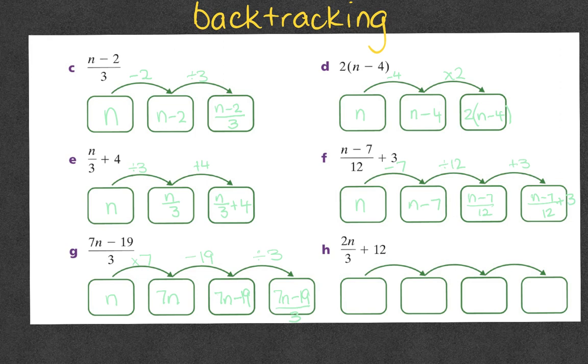Last one, we start with the n, times it by 2, divide it by 3, and add 12. Then working backwards, the first thing we would do would be to subtract 12, multiply by 3, and divide by 2.